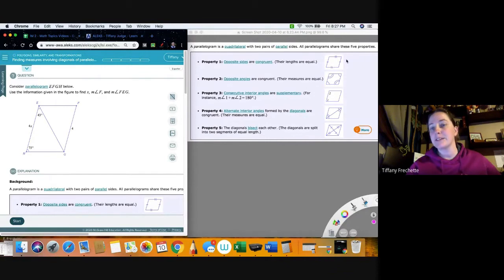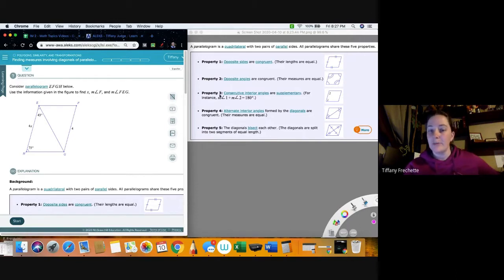But the first property is that opposite sides are congruent. So I can go left, right, top, bottom. Those are congruent. Opposite angles are also congruent. So this means that I can go from corner to corner here, and they are congruent. So one arc to one arc, two arcs to two arcs. Same thing with the tick marks. One tick mark to one tick mark, two to two. So the tick marks or slashes, because I know that Alex likes to say slashes when it gives you the definitions, these have to do with lengths for sides. Arcs have to do with angles.